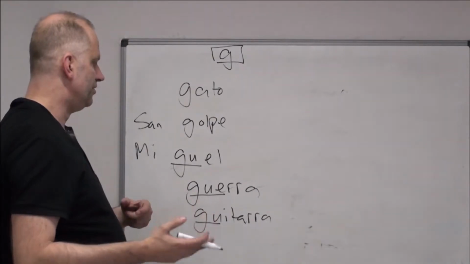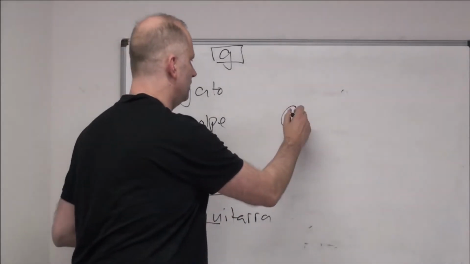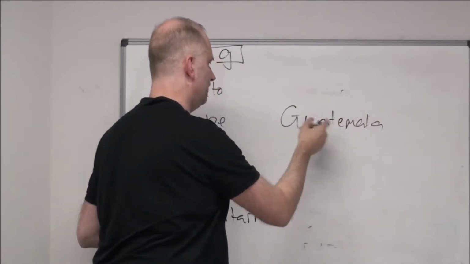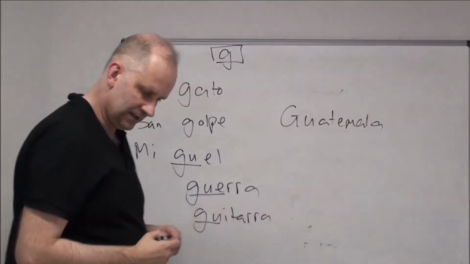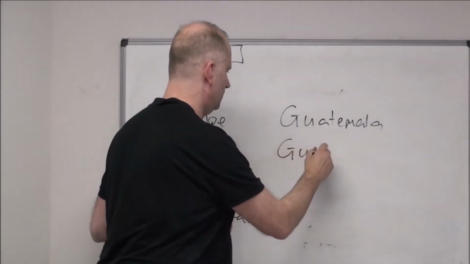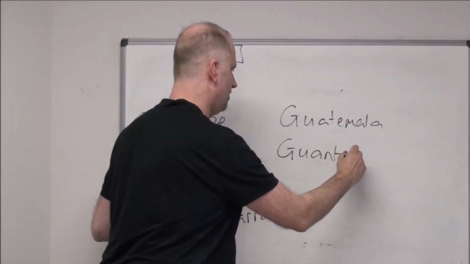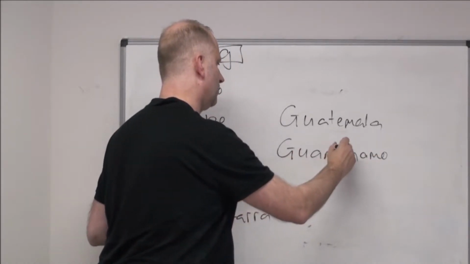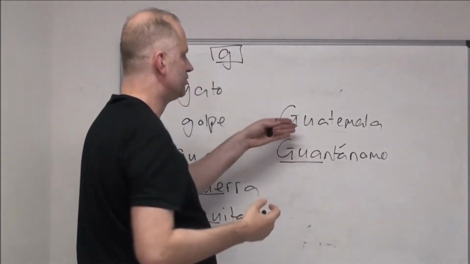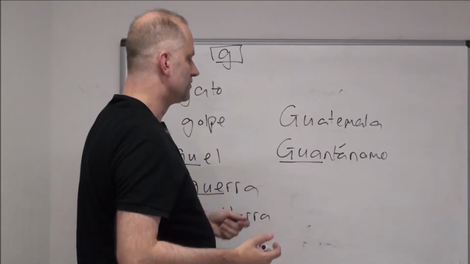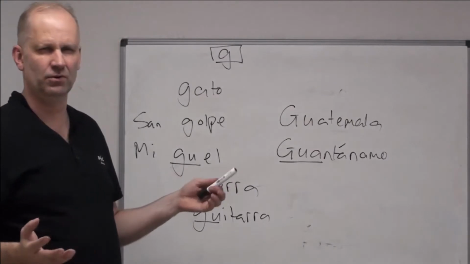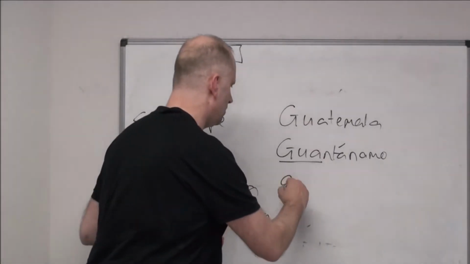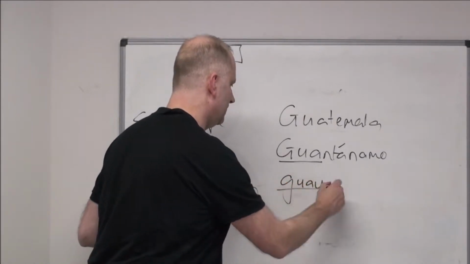But sometimes you've got a GU followed by an A, and then it's different. You have Guatemala and the part of Cuba, Guantanamo. Here when it's GU followed by an A, it's a gua. There's also a good word in Spanish which means kind of cool. It's probably more like teenagers would use it, which is guay.